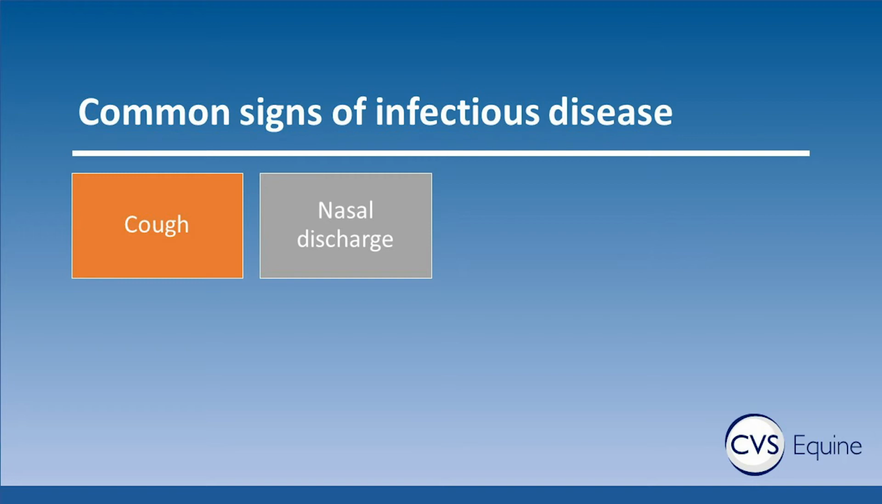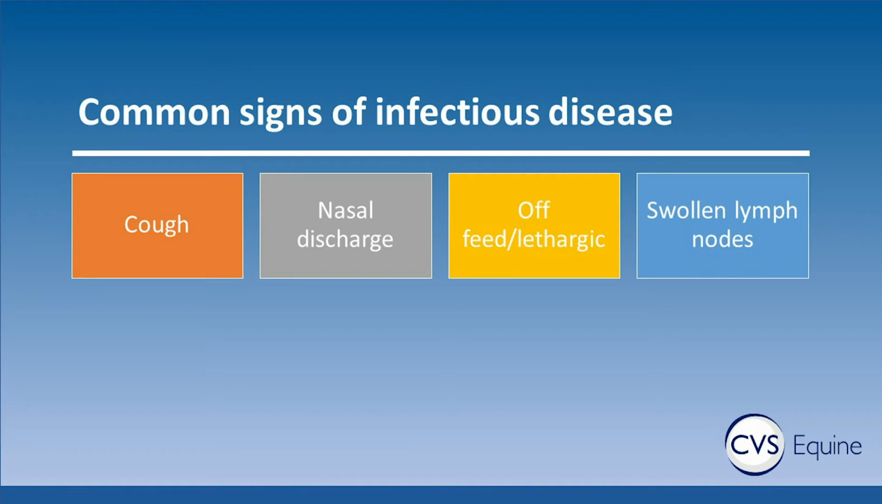Sometimes our horses will show no interest or very little interest in the feed, and they appear to be quite lethargic. Some cases will develop large lymph nodes, especially those around the lower jaw or the throat area, like it is in the case of strangles.